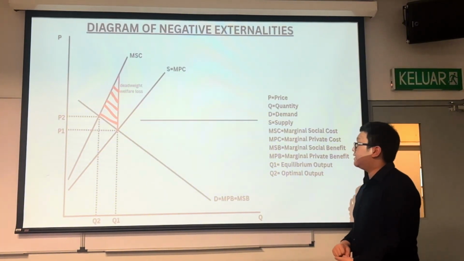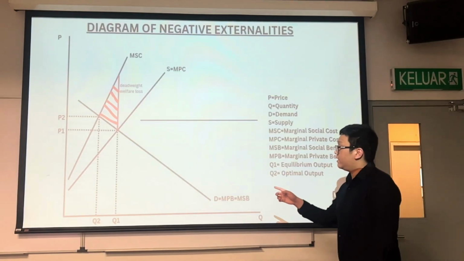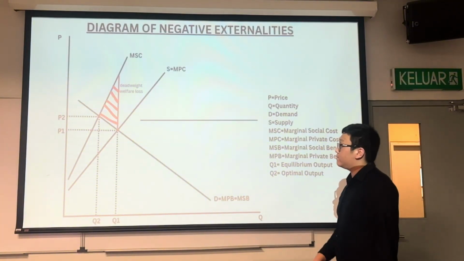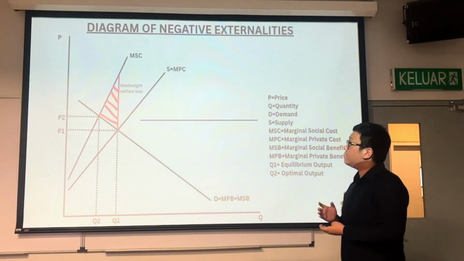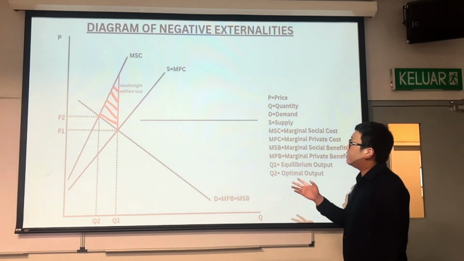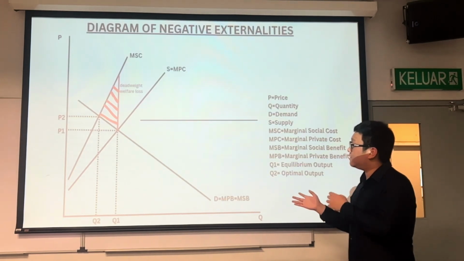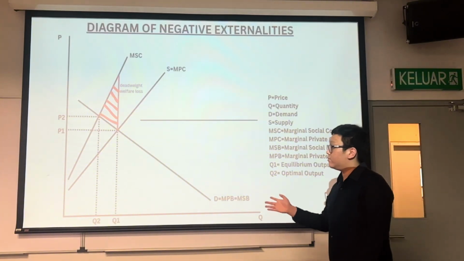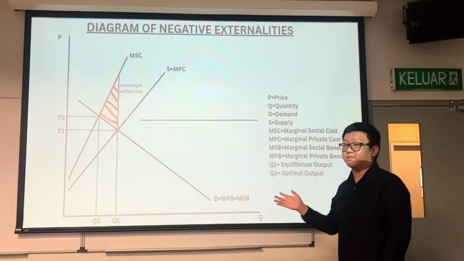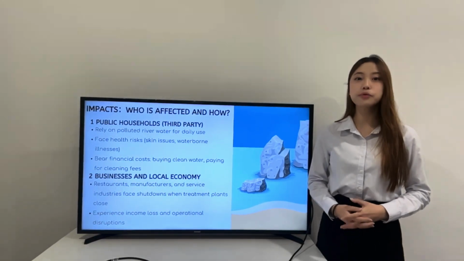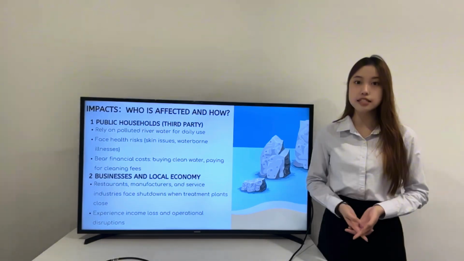We can also see that the equilibrium output Q1 is much further than the optimal output, which indicates that overproduction causes the negative externality. If the private sector decreases its activity to Q2, the negative externality can be stopped. Thank you. Now, let's look at who will be affected by these negative externalities and how.